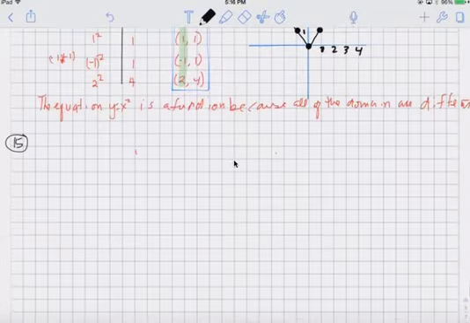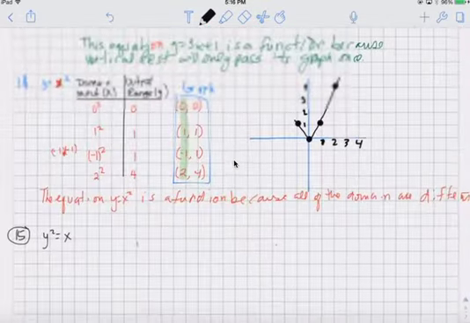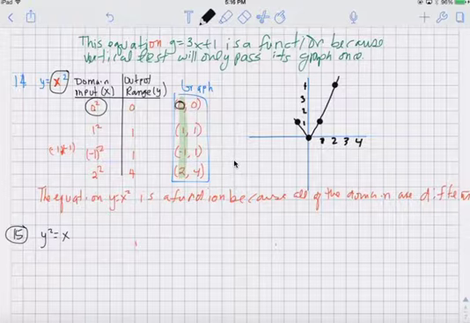Y squared equals x. Now, this one had the square on the x, so I input the x first. I found the x, then I found the y to get the output. But in this case, the squared is on the y.